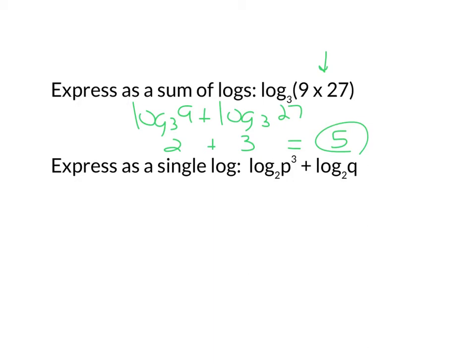The second part says express as a single log. Because they are added together, we can combine them by just doing the multiplication. So I'm going to put log of p cubed q right there after the log. That's all you do. If you have multiplication, you add. If you have addition, you multiply.